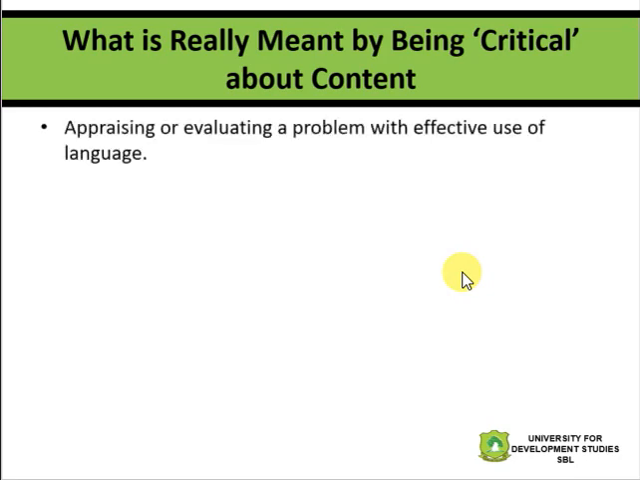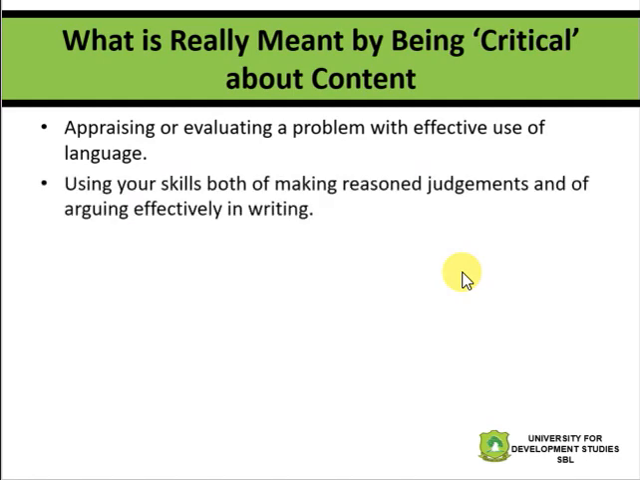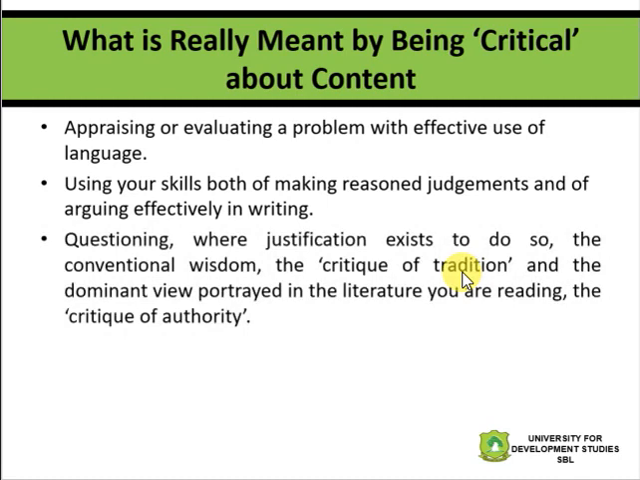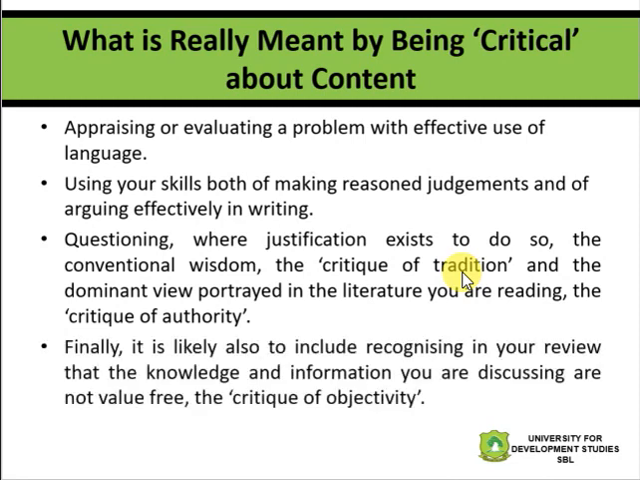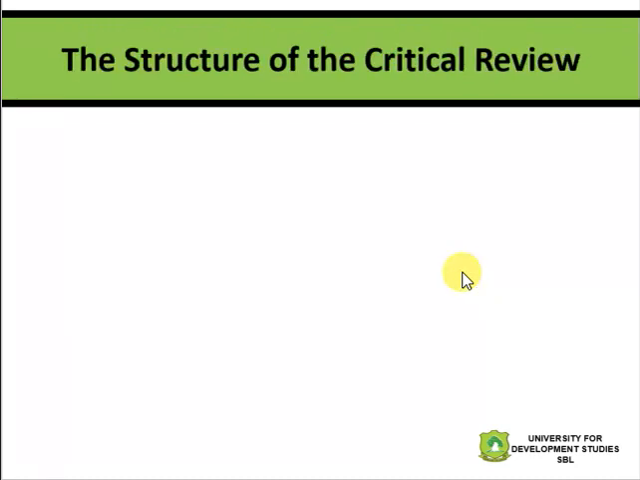We should also be able to use our skills both in making reasoned judgments and arguing effectively in our writing. We should have a questioning approach where justification exists to do so. When we are questioning anything, we should have the justification to do so. And finally, it is likely also to include recognizing in our review that the knowledge and information we are discussing are not value-free. The critique of what? Objectivity. Okay.